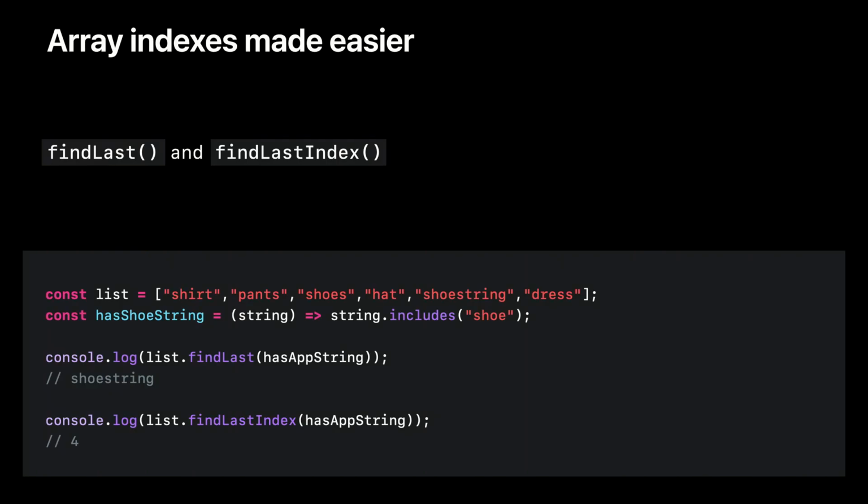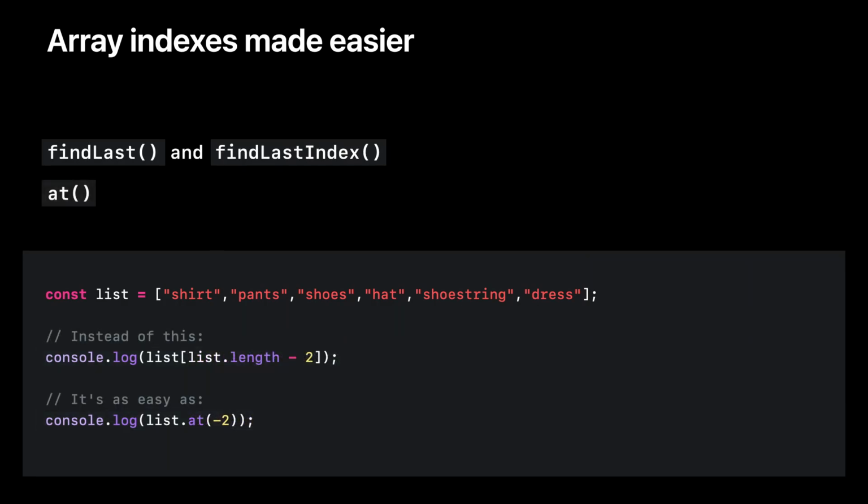We've also got a whole array of array features to show you. Instead of having to mutate an array using reverse when you want to search from the end, you now can use the findLast and findLastIndex methods like I've done here to find the item and index for the last item containing a shoe string. The new at method also makes searching from the end of an array even easier.